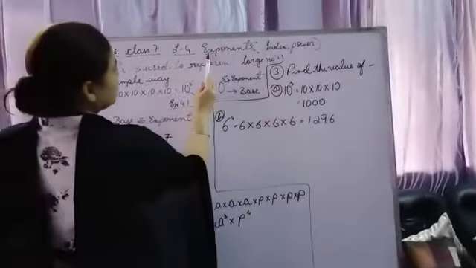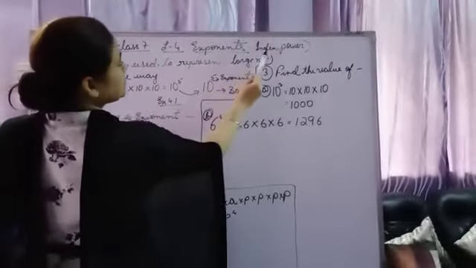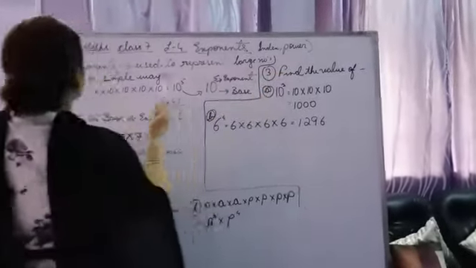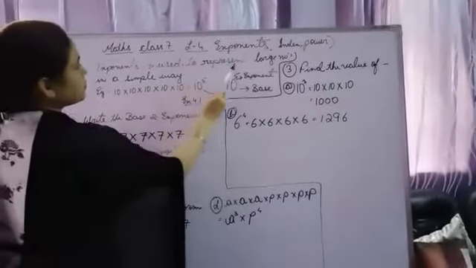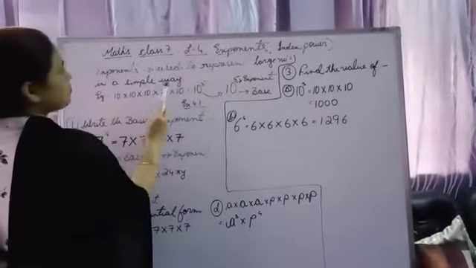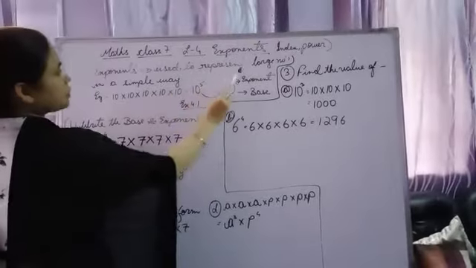Now what do you mean by this word exponents? Exponents means index or power. Now exponents are used to represent large numbers in a simple way. So this is the definition of exponent.